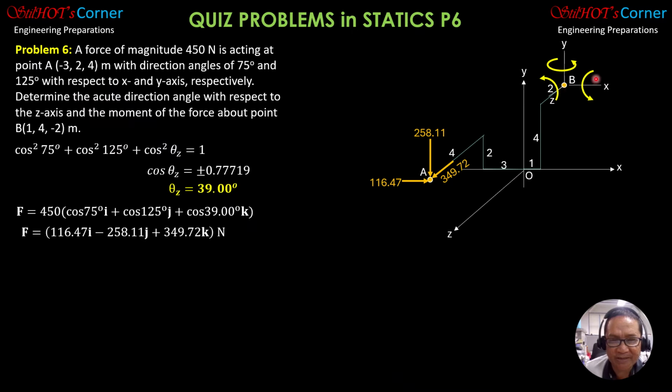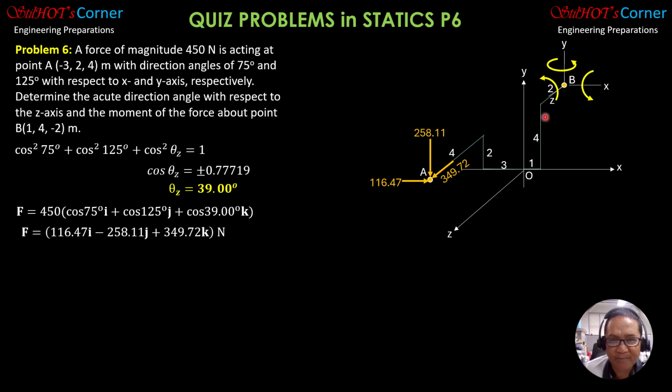This is point B, and this is the positive direction for moment about x. Right thumb towards the positive x direction, the curling of your forefingers will be this. Right thumb towards the y-axis, the curling would be that. And right thumb towards the positive z direction through B, that's the positive sense of moment.